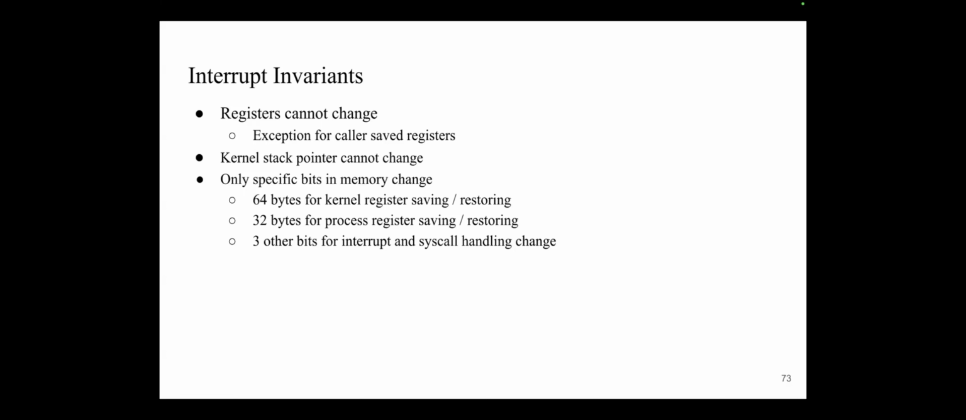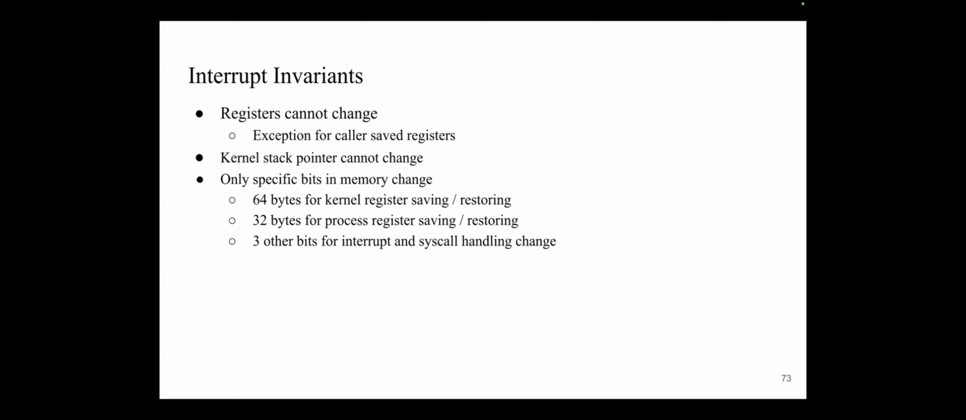Okay. Now the same thing is true for the kernel stack pointer, right? If I think my stack pointer is pointing to memory address A, but it's actually pointing to memory address B, all sorts of things can go wrong. And then the last thing is that very specific bits in memory should change based on these interrupt service routines running.